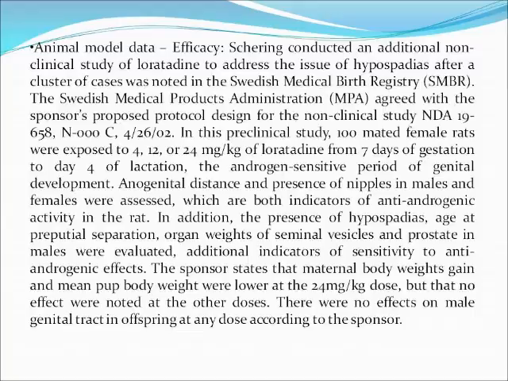Then the anogenital distance and the presence of nipples in both male and female were assessed, which are both indicators of anti-androgenic activity in rats. Not only that, but also the presence of hypospadias, age at preputial separation, organ weights of seminal vesicles, and prostate in males were evaluated, which are additional indicators of sensitivity to anti-androgenic effect.